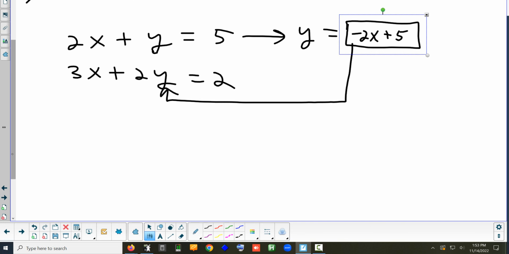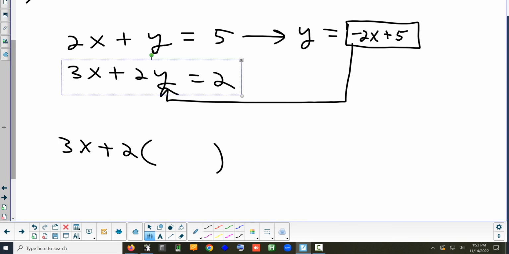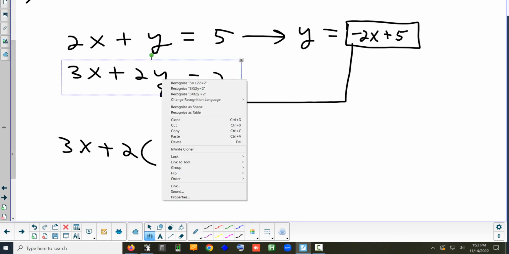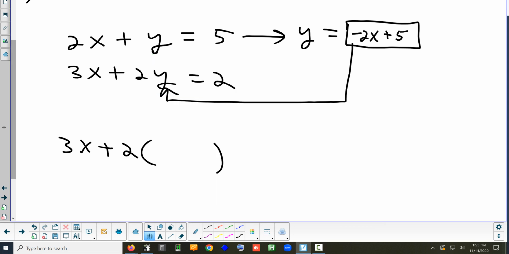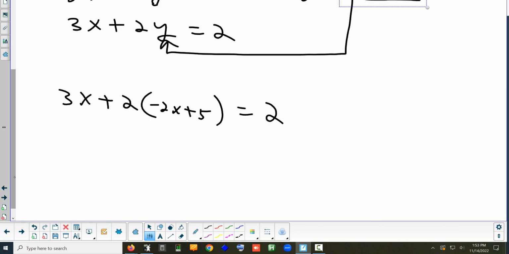It's very important when you fill it in, you usually want to put parentheses, because it's 2 times whatever you put in for y. So the entire y value is being doubled. It's going to be a distributive problem. So put parentheses. 2, and then fill in y. Negative 2x plus 5 equals 2. And now we'll solve it.